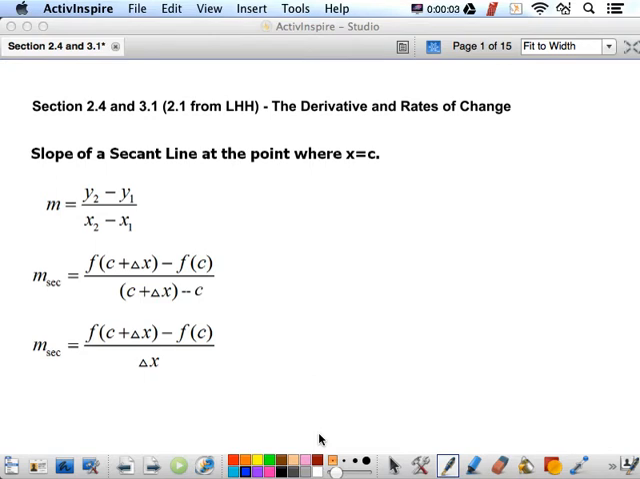Today's the day we begin our discussion of the derivative, and you'll spend pretty much the whole rest of this semester studying the derivative. The derivative is a special type of rate of change. And to understand the derivative, it's good to be able to visualize the slope of a secant line.